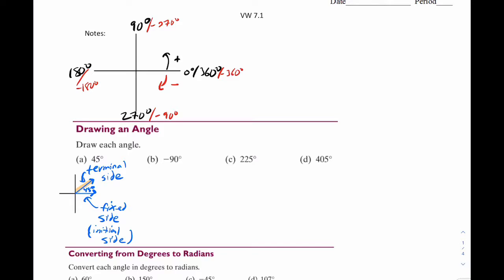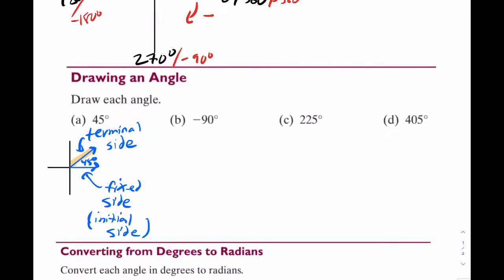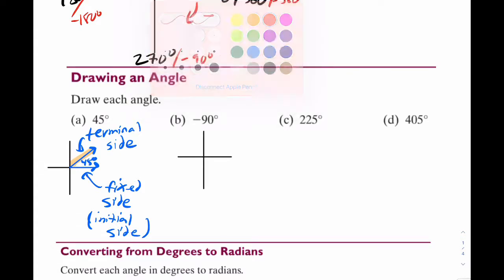So for our next example, let's go to negative 90. So start by drawing your XY axis again. Here's your fixed side right there. Rotate negative 90, it's going to be down first. And there's your answer.